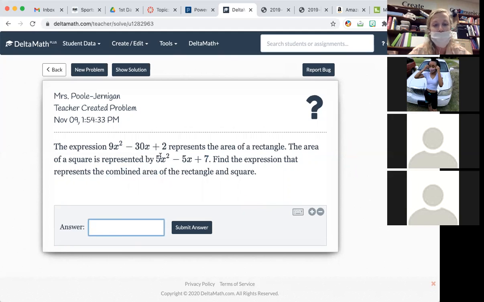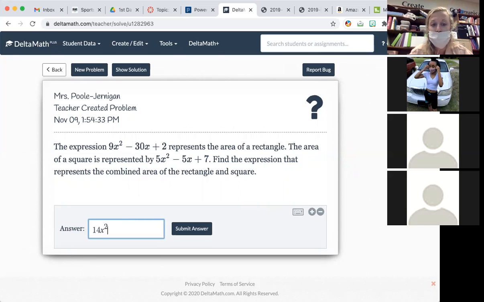So what is 9x squared plus 5x squared? 14x squared. Good. I like how you said x squared. Make sure you don't add the exponents. We're not multiplying. We're just adding. So keep the base. Negative 30x plus negative 5x. Negative 35x. Good. And then 2 plus 7. 9. Perfect. So that would be your answer for the last one, number 18.